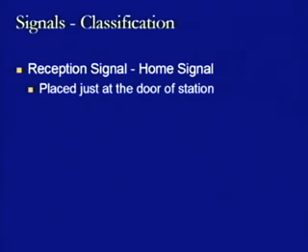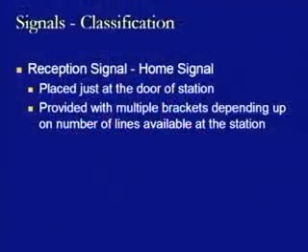The another category of reception signal is home signal. This is a signal which is provided at the door of the station. We have seen that if there is a single track going up to the platform, then just before reaching the platform there may be a signal, and that signal is what is known as the home signal. It is the last point which can stop the train before coming to the platform. So, that is why it is termed as home signal.